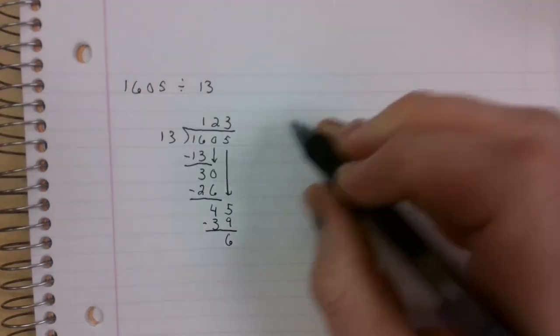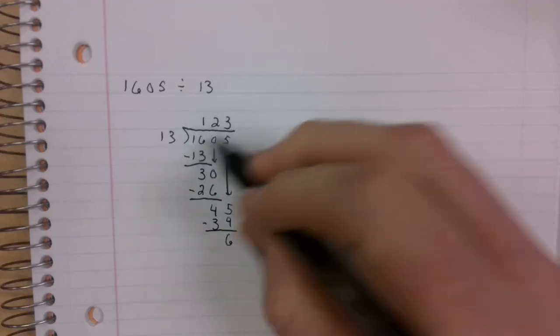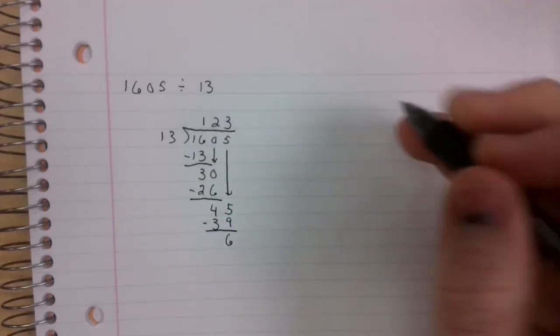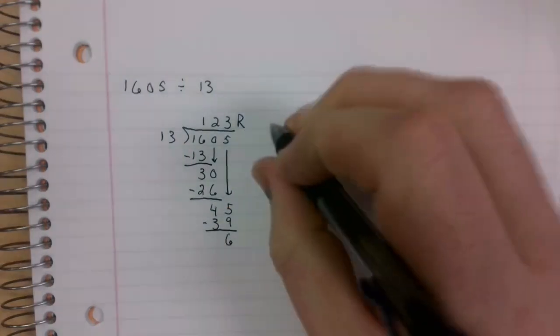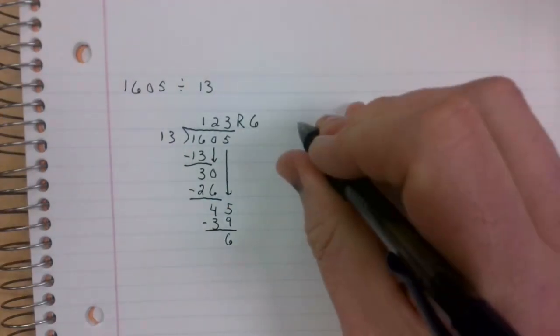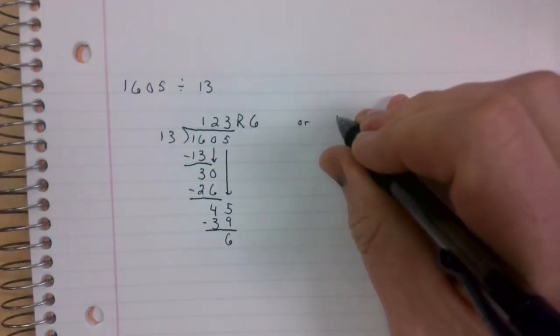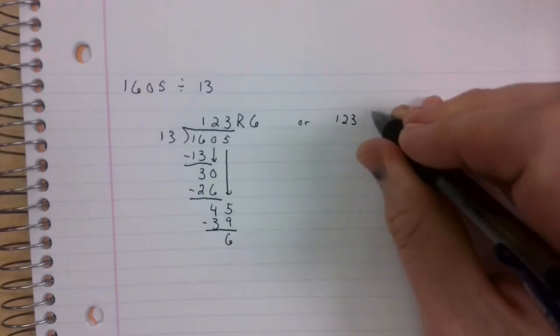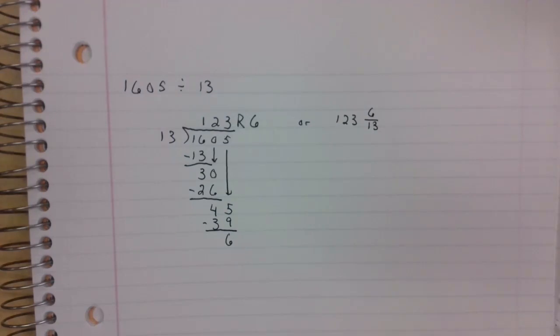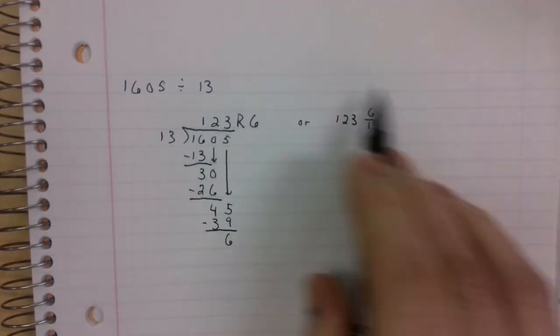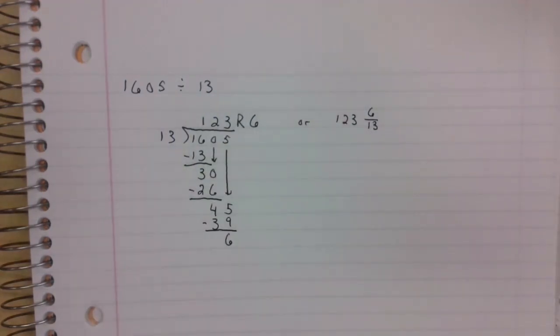Now, we know we could also add zeros and keep going because these are both numbers. However, I want you to go back to the way where you write your remainder as remainder 6, or we can write it as 123 and 6/13, so as a mixed number. Alright, so again, this is all stuff you know how to do. Now we're going to apply these same principles to what you're working on.